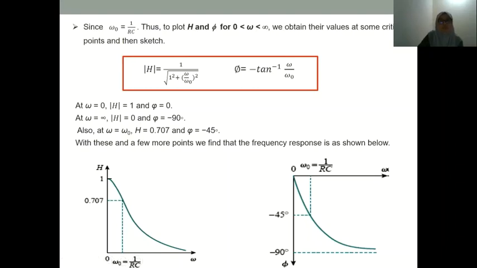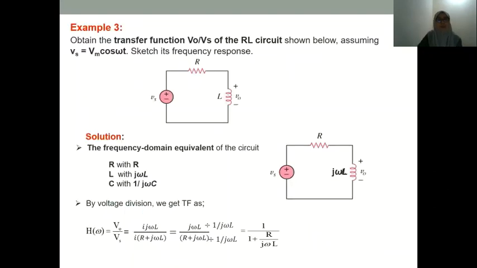After that, we go to the third example. Now we have to obtain the transfer function, H of omega, V out divided by Vs, of the RL circuit shown below, assuming Vs is equal to Vm cos omega t, and sketch its frequency response.